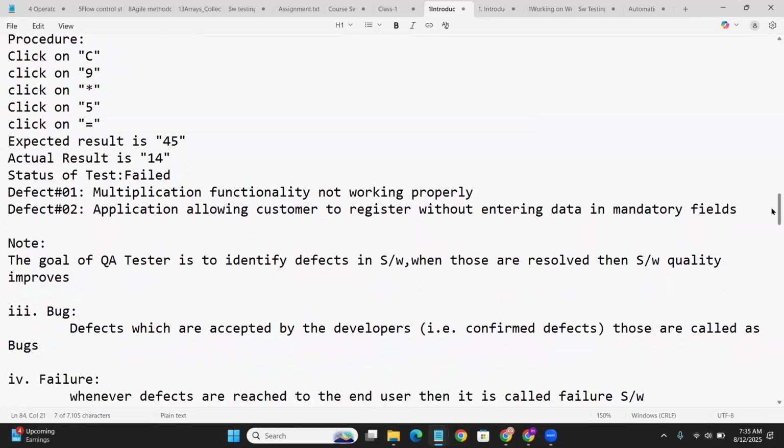Now, the goal of the test engineer is to identify defects. So what is your goal as a test engineer when an application is given to you? Your goal is to identify the defects. But who has to solve them? That is not you, it is the developers. The goal of testing is to identify the defects.